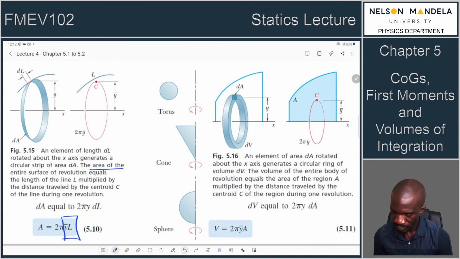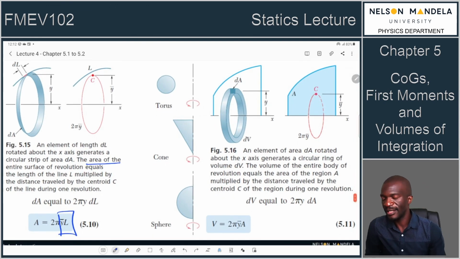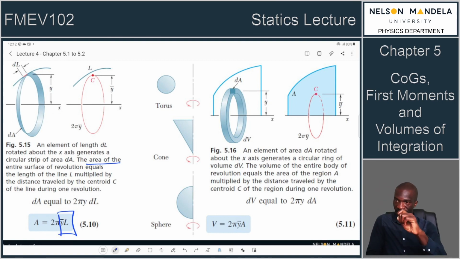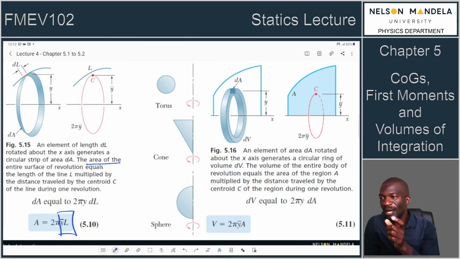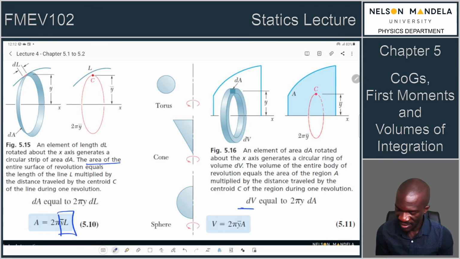So the theorem basically states that an element of area dA rotated about the x-axis generates a circular ring. So that ring is of what? Of volume dV. So Pappus-Guldinus theorem says the volume of that entire body of revolution is actually equal to the area of the region A multiplied by the distance traveled by the centroid, which is like 2 pi. So our dV is equal to our 2 pi y dA, in the same format as the previous equation.